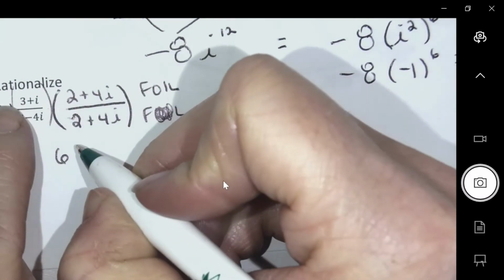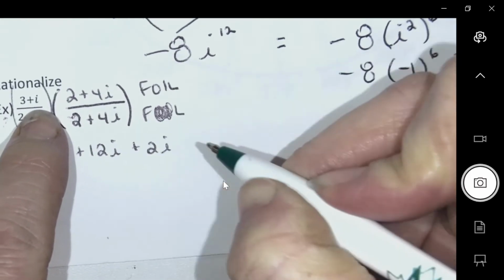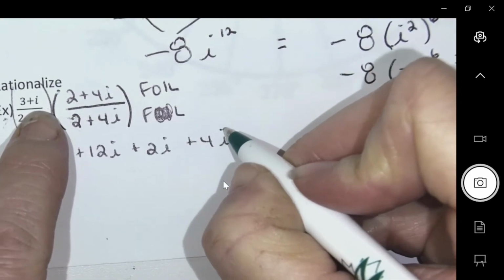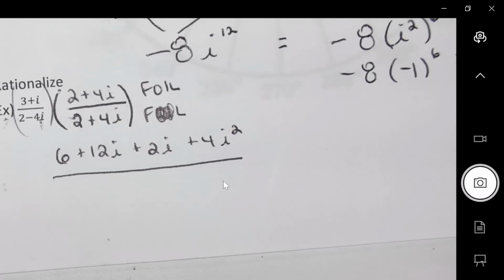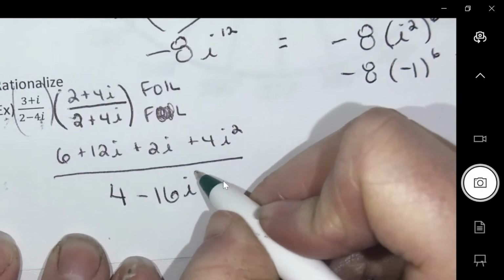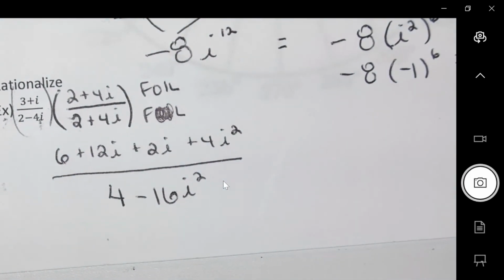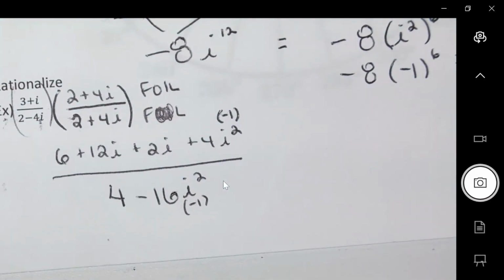6 plus 12i, 2i, 4i squared. On the bottom, 4 minus 16i squared. Okay, now don't forget that i squared is -1.